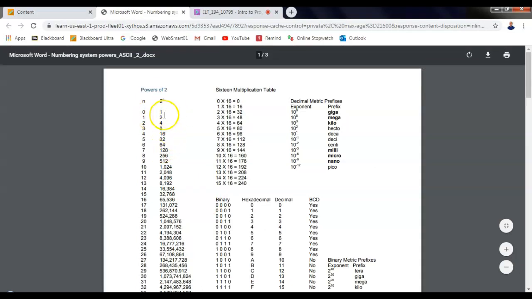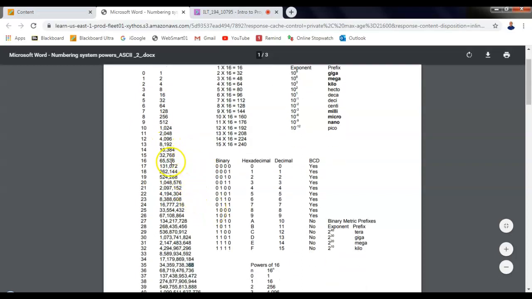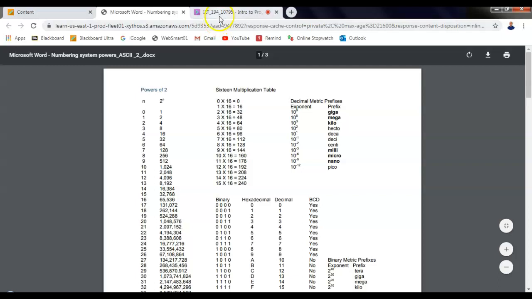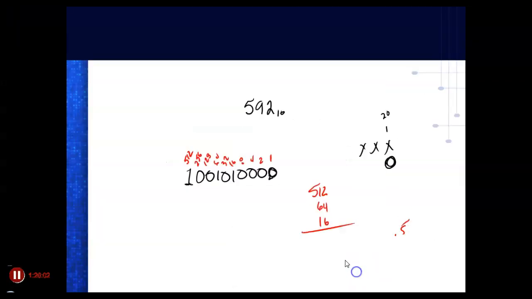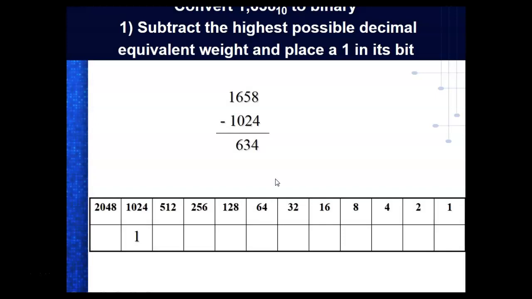And, of course, you just start with one, and you just double it all the way down. I do pretty good up to here, and after that, it takes me a little while. So these numbers, up to 2 to the 16th, I pretty much have them all the way from here to here. But above that, I would either use a chart or use a calculator. So here we're doing 1,658. So we set up our chart. Like I said, I like to go one pass to make sure I've got enough digits out there.